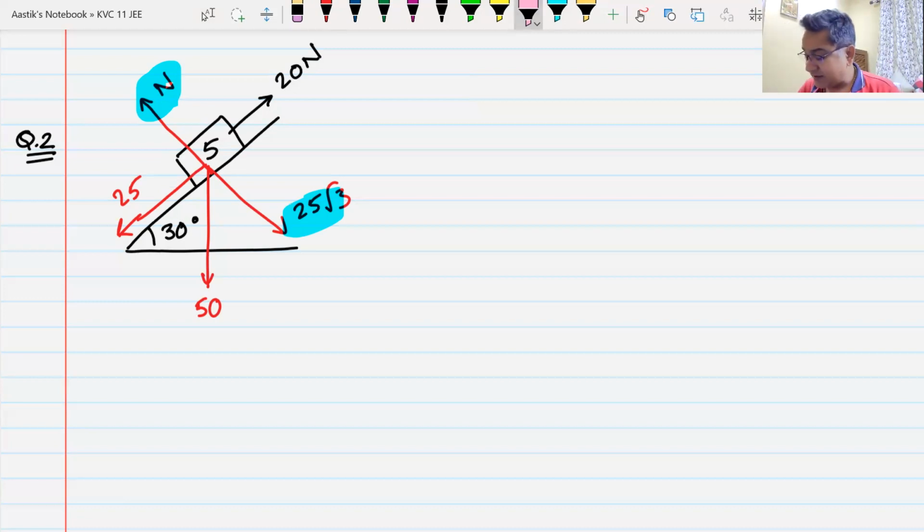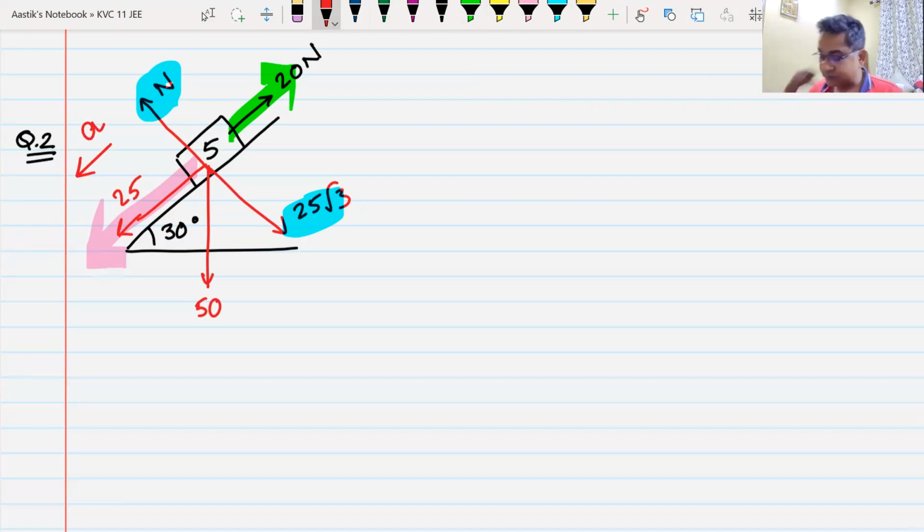Now, what you see is the force which is trying to pull it down is 25. The force which is trying to pull it up is 20. Who wins? 25 or 20? 25. That means it is going to move where? It is going to move down with an acceleration A. Yes or no?